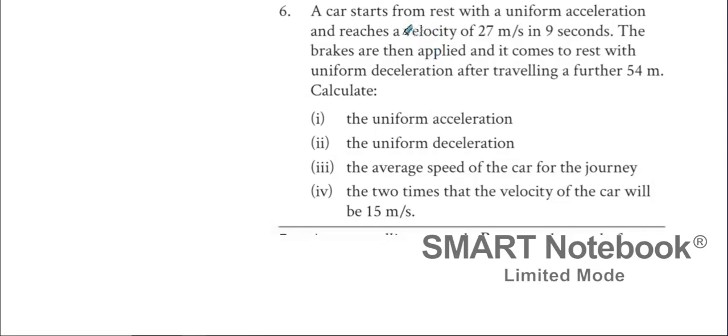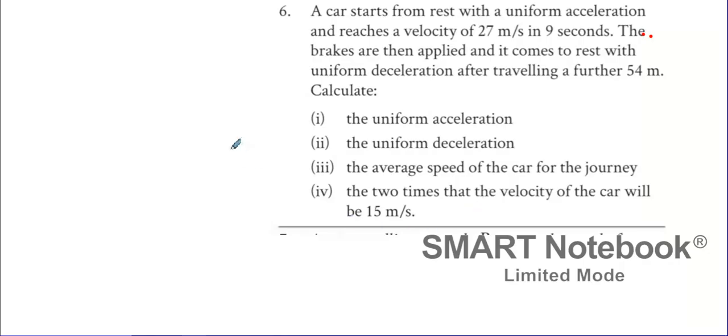Let's read. It starts from rest with a uniform acceleration and it reaches a velocity of 27 meters per second in 9 seconds. The brakes are then applied and it comes to rest with uniform deceleration after traveling a further 54 meters. Calculate the uniform acceleration, the uniform deceleration, the average speed of the car for the journey, and the times at which the velocity of the car will be 15 meters per second. Okay, let's do it the current way we think about doing it.